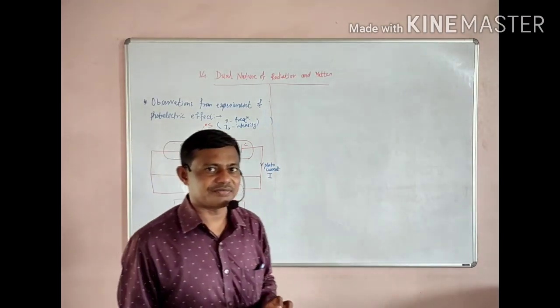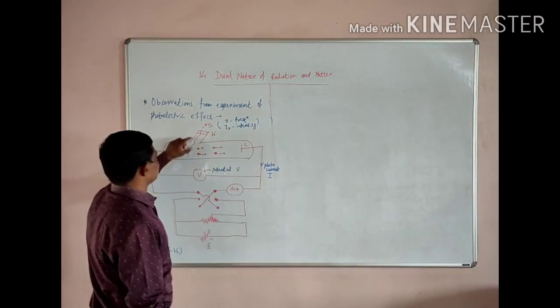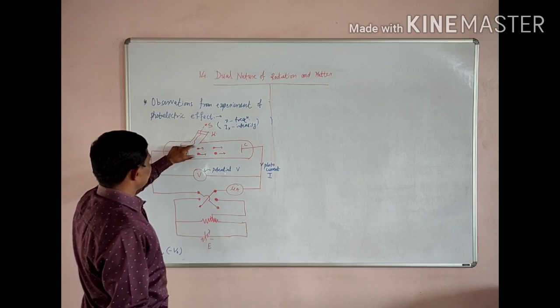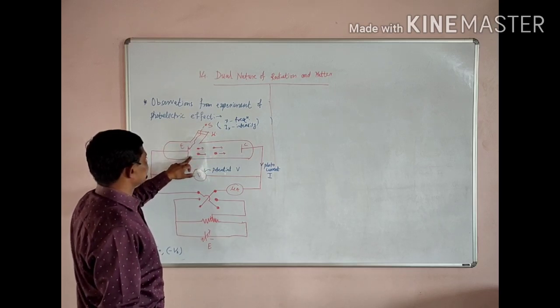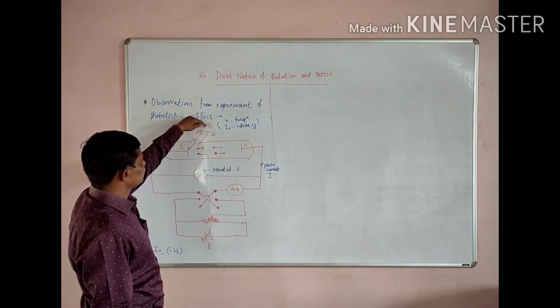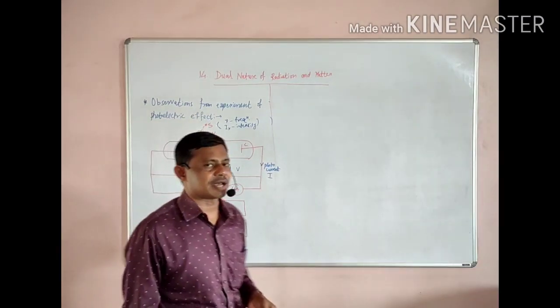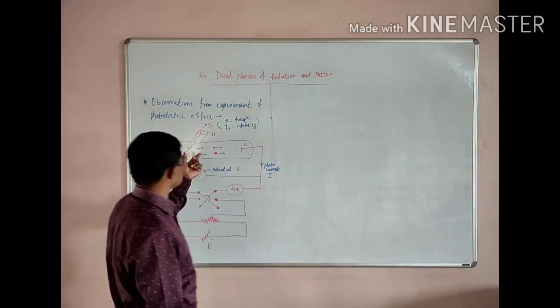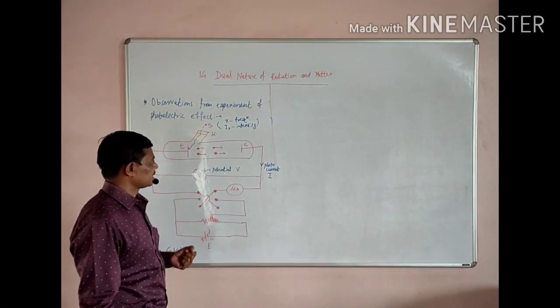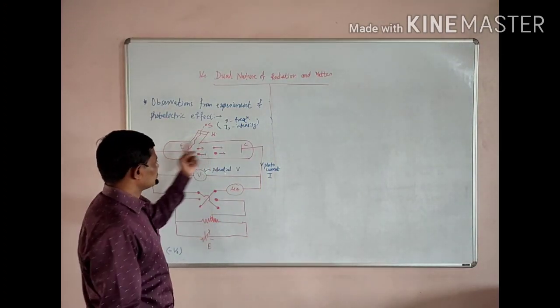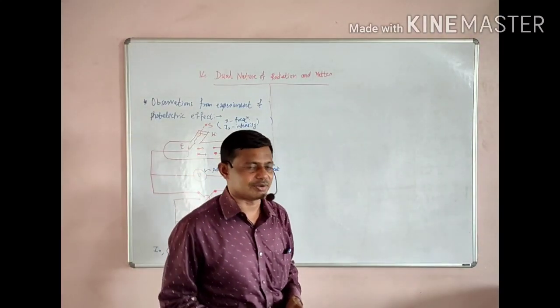What is meant by the photoelectric effect? When there is an emission of electrons from a metal surface while radiation with an appropriate frequency is incident on it, this effect is known as the photoelectric effect. And its experimental setup, we have also learned in the previous lecture.